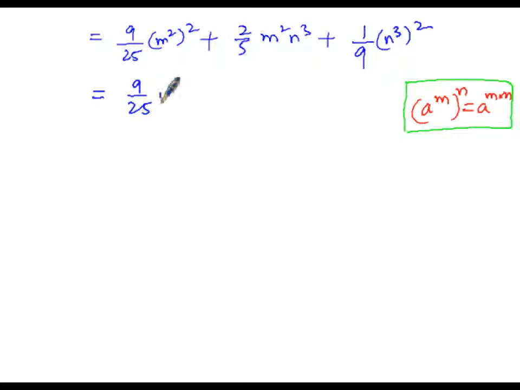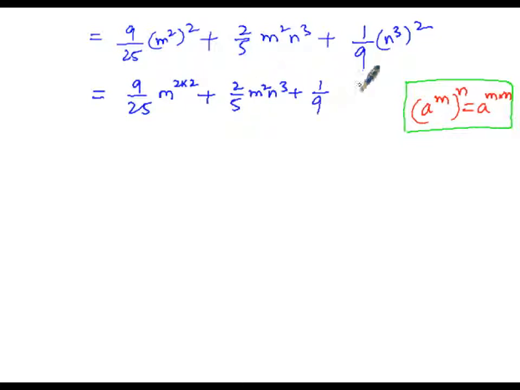So here m to the power of 2 into 2, m into n. Here m stands for this 2 and n stands for this 2. So here m and n must be multiplied, so this 2 bracket indicates into 2 into 2. So I am going to write it as 2 into 2, plus 2 by 5 m square n cube written as it is, plus 1 by 9.